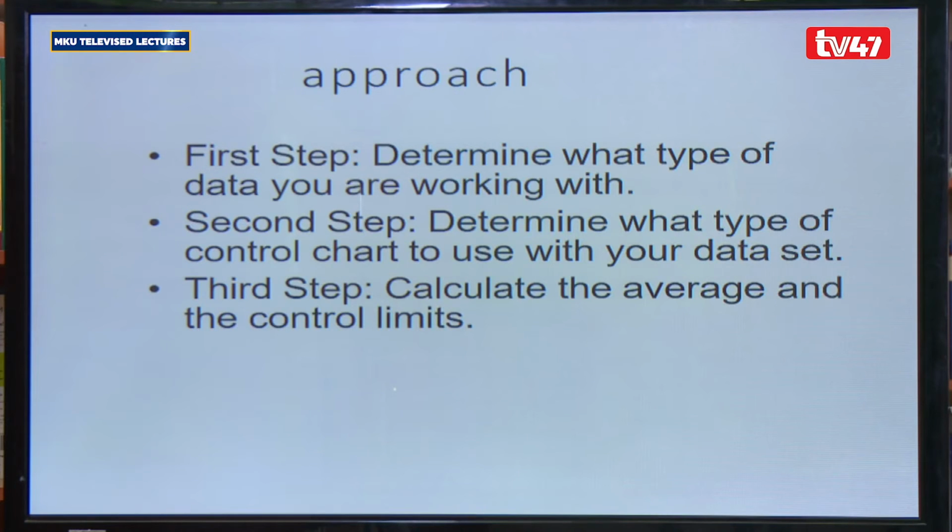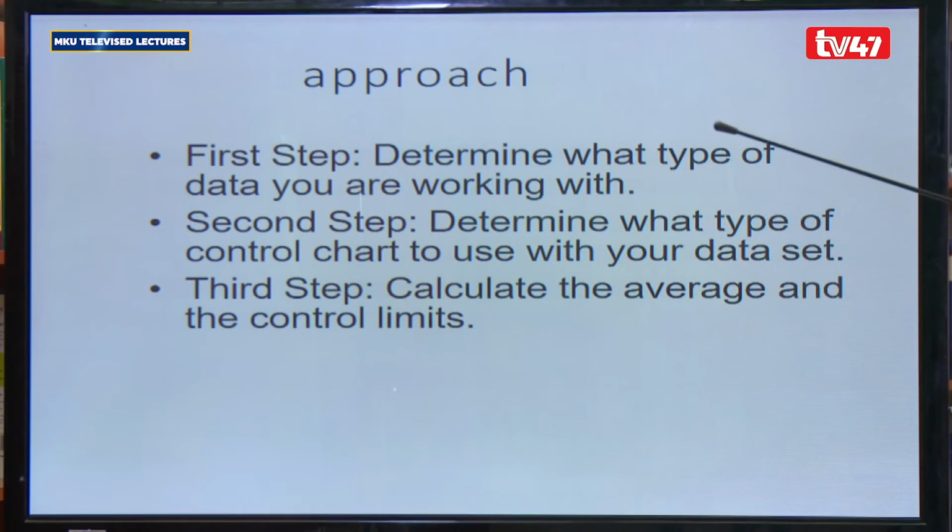The first step is to determine what type of data you are working with. So are you working with the average? Whatever type of data that you are working with. Then the second step is to determine what type of control chart to use. And as we have classified them, those measurable attributes will fall under variable control charts, that is X-bar charts, R-bar charts, and so on.